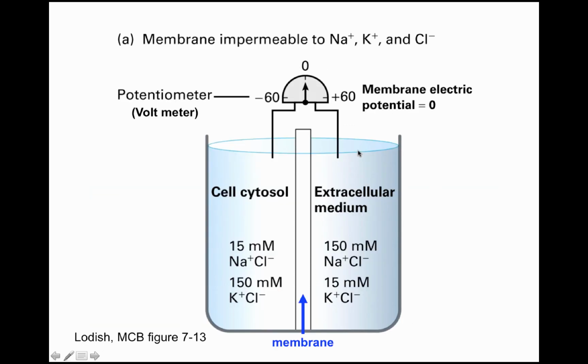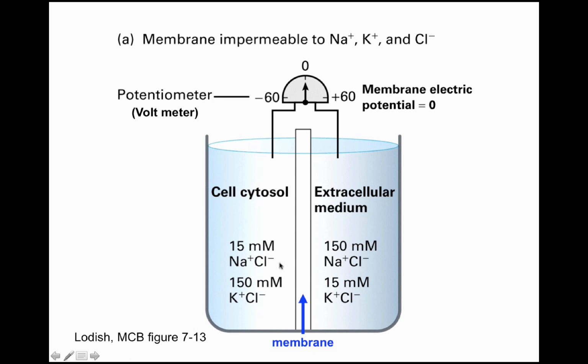Now, let's take an observation of a potentiometer in an artificial environment. Here what we have is a flask that has a membrane, shown here by this blue arrow, that is separating two environments. One of them is an environment artificially resembling the cytosol or the cytoplasm, and the other environment represents the extracellular medium of the cell.